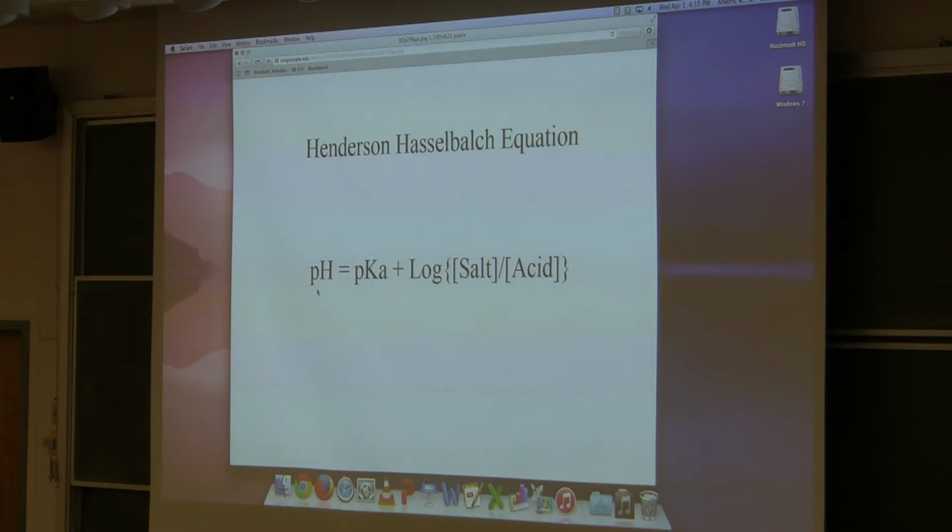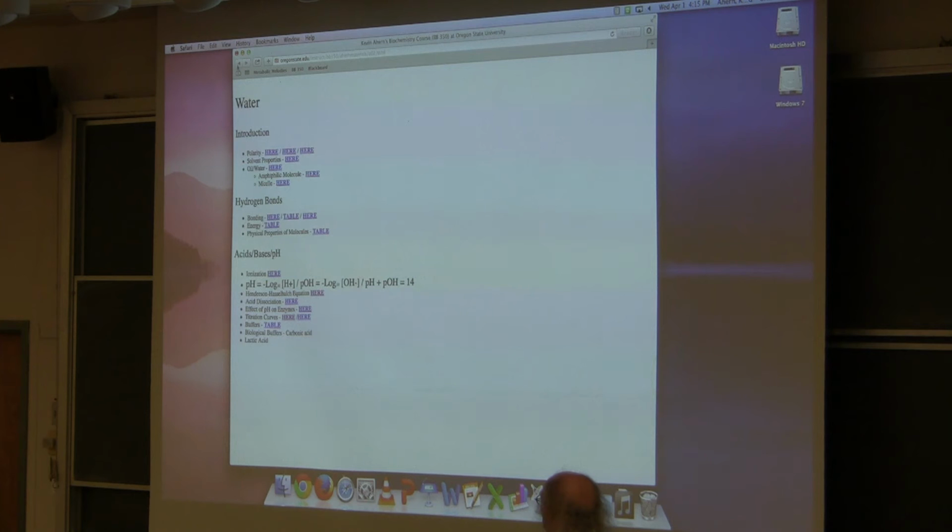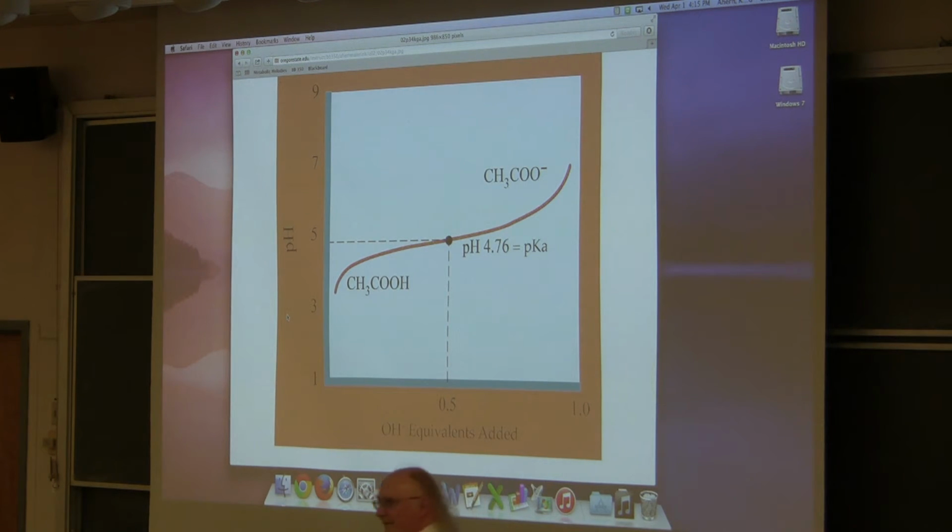You've just learned something about a buffer. A buffer is at maximum capacity to buffer when salt equals acid. Okay? Maximum buffering capacity happens when salt equals acid. Pretty cool.